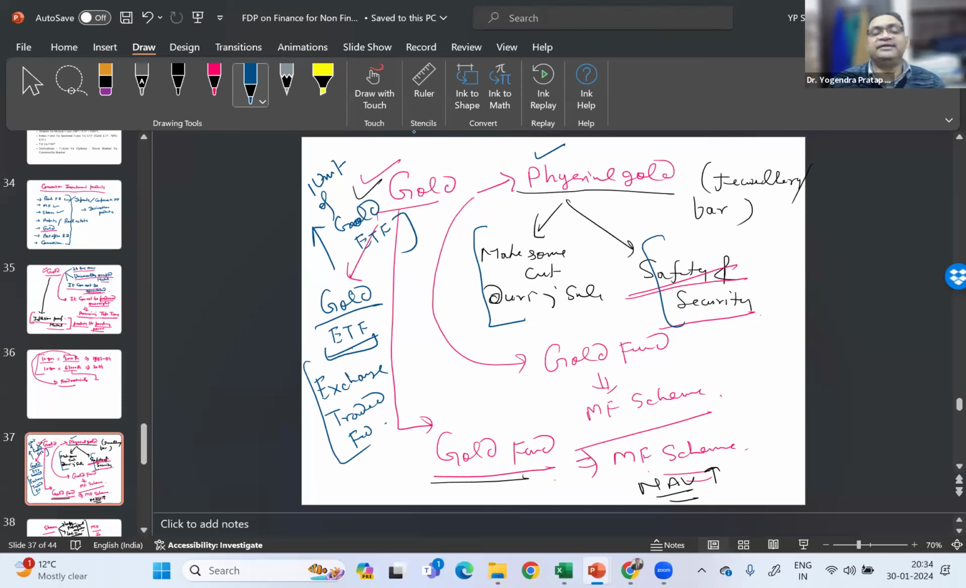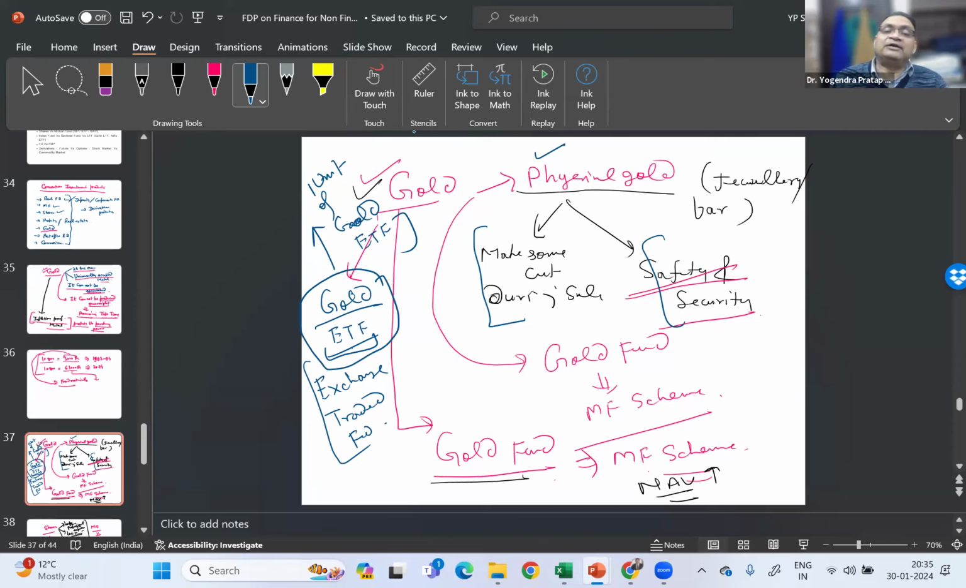The only demerit is that the fund manager is involved. Therefore, you have to bear the cost of the fund management charges. But since a large number of people are investing, the per unit management fee goes down substantially. These are nominal charges, so it is not going to affect you. Gold ETF is one of the innovative products, the first innovative feature.